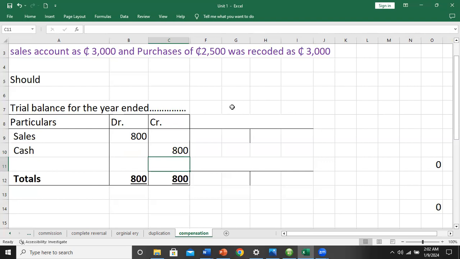Or let's say my sales figure was 700 and the cash was 700. And in recording, look at what happened. I put it at the credit, all right, but I wrote 800. And for the cash, I put it at the debit, all right, but I wrote 800. So you see, I have overstated the figure, but I did the same on both sides. So they are canceling each other. So that's an error of compensation.